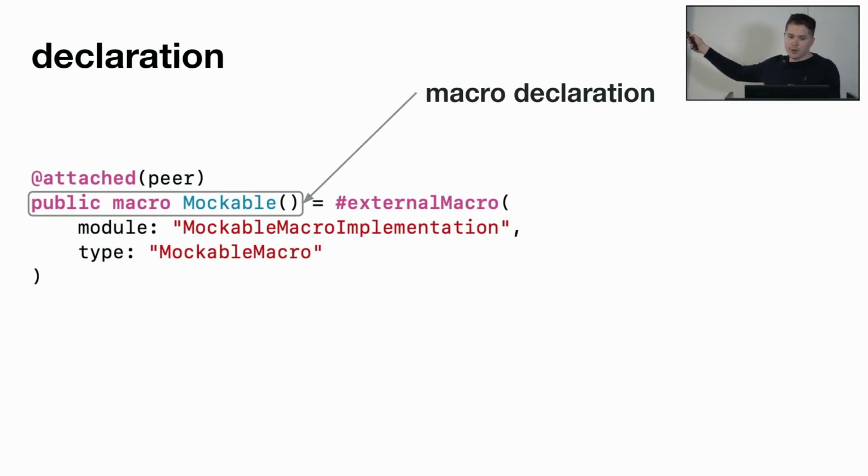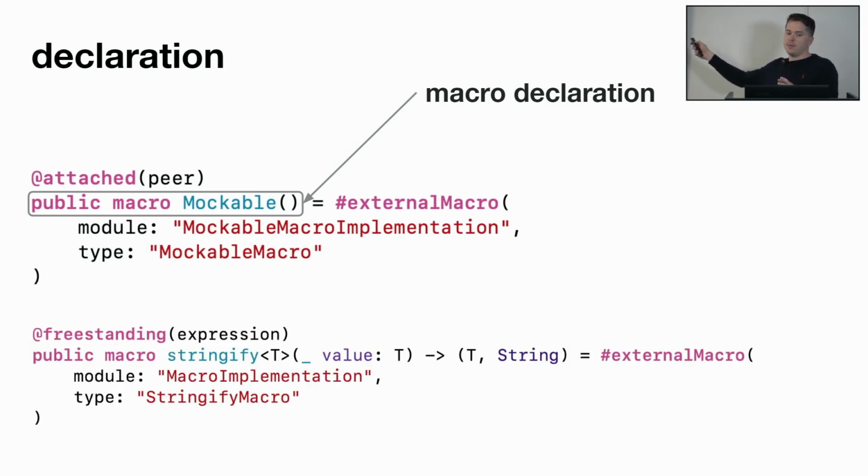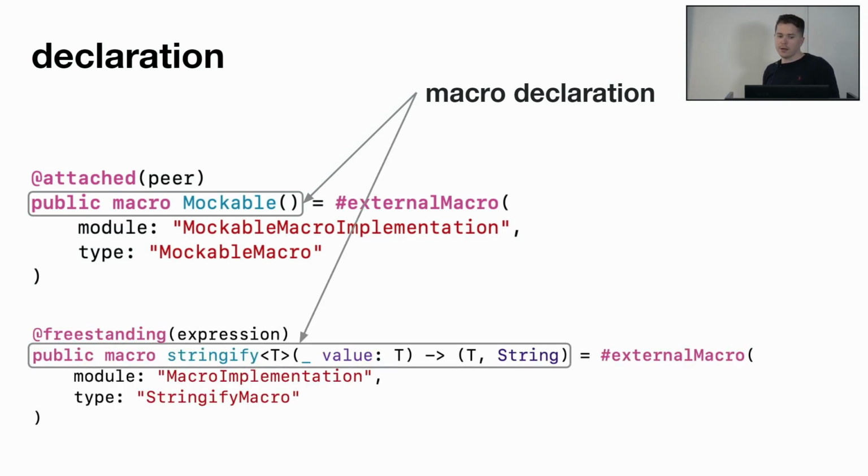And then we have the macro declaration. This is very similar to function declarations. Mockable doesn't have any parameters, but if you look at the macro declaration of stringify, it can have a generic argument clause. It has a parameter clause, and expression macros are special because they can even return a value. Expression macros will produce some kind of expression, and the result will be type checked against this return value.